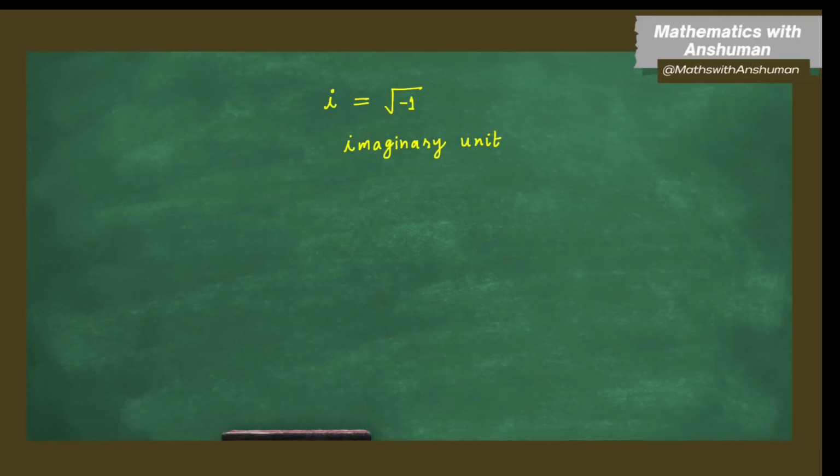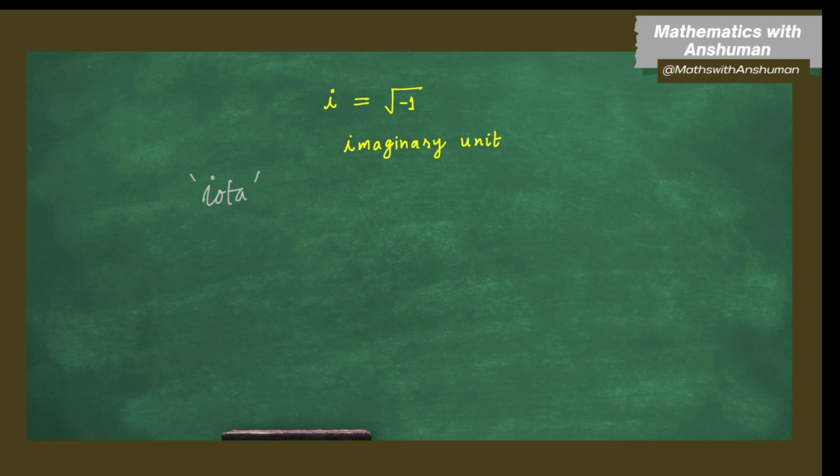It created a roadblock in mathematics for centuries, and hence the introduction of iota, that is equal to under root of minus 1. It is also called the imaginary unit. Imaginary unit or iota was introduced by Euler. Now let us play with this very interesting number called iota.